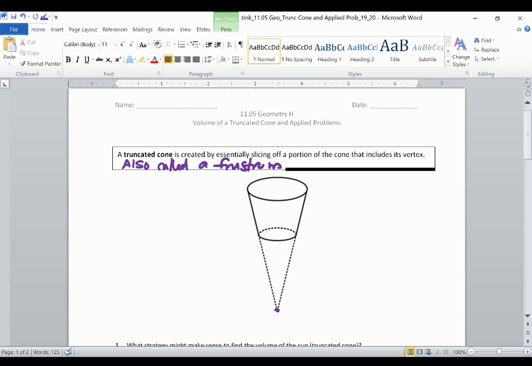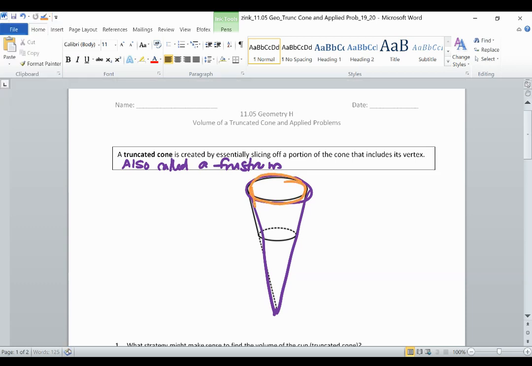Frustrum. So again, what we're doing is we're taking this large cone right here, I'm going to do it in purple, and we're taking off that dotted line section. So we're removing the dotted line, which would leave us with this right here. That's the frustrum, or the truncated cone, in orange. We're taking this dotted part off.